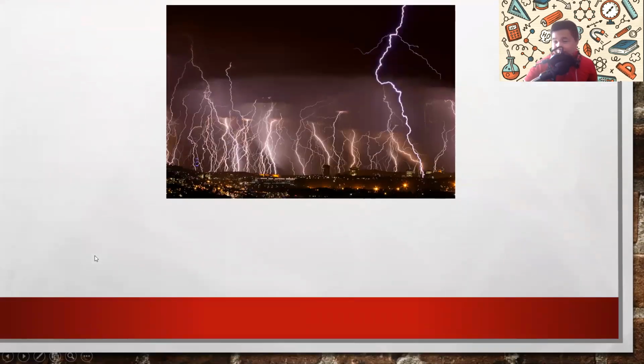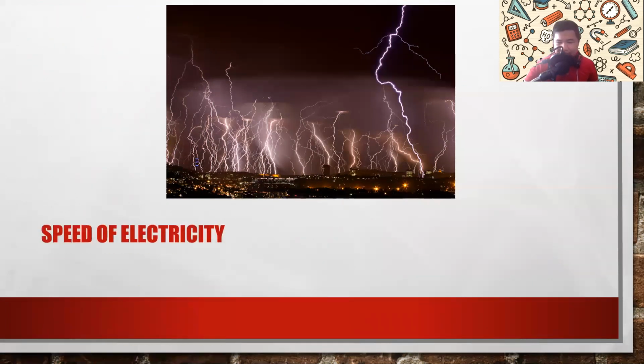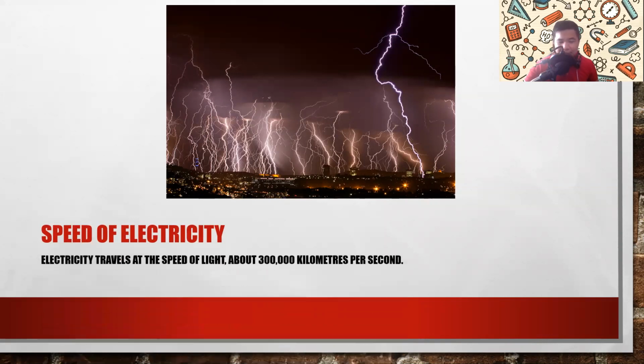Oh, the electricity from the sky, otherwise known as lightning. The speed of electricity. Electricity travels at the speed of light, about 300,000 kilometers per second. Oh, that's very fast. You should know that Bangkok to Suphanburi is less than 500 kilometers. It's about 200 or 300 kilometers.